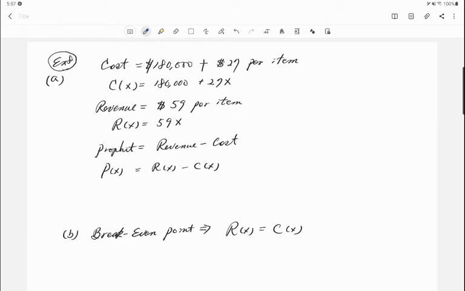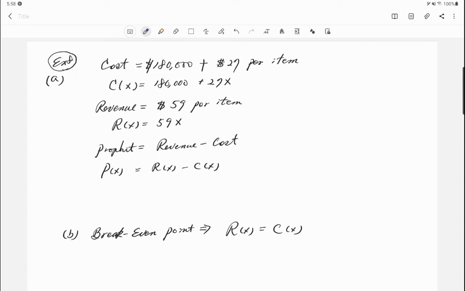Okay, next question is this one. When you manufacture a calculator, then the total cost will be $180,000 plus $27 per item, per calculator manufactured. So if you produce x number of calculators, then the total cost will be 180,000 plus 27x, right? How about the revenue?